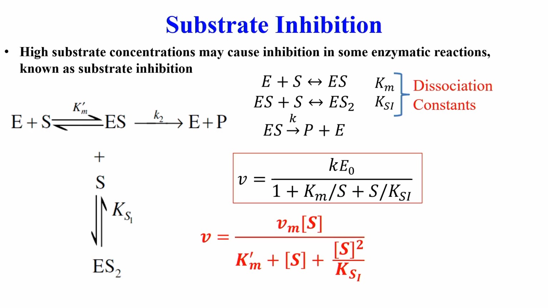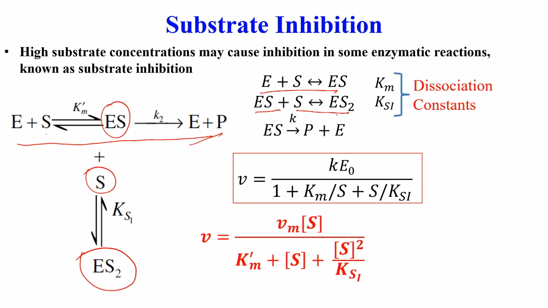So, substrate inhibition, as I told, this is a typical enzymatic reaction. Enzyme is attaching with the substrate to form enzyme substrate complex, and further this is dissociating into enzyme and product. Now, what is happening? This substrate is further binding with the enzyme substrate complex and forming ES2. So, we can write, E plus S is ES and ES plus S is ES2.